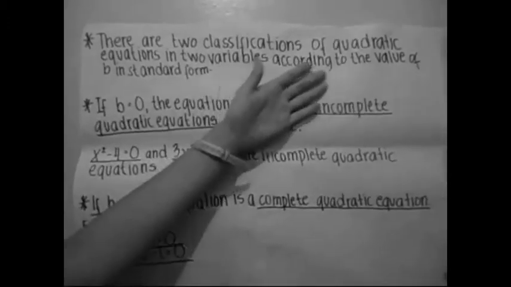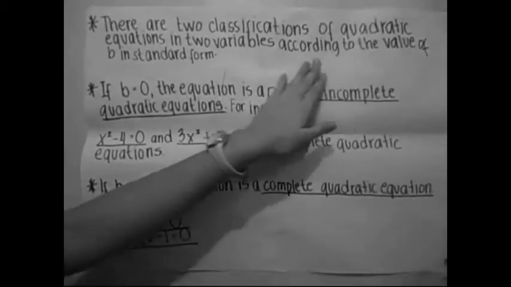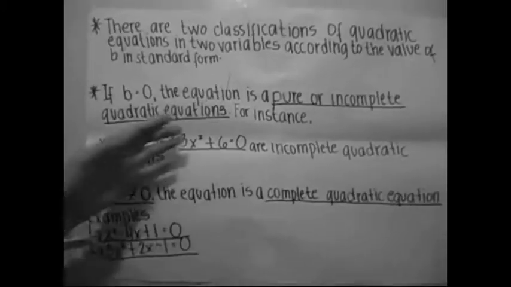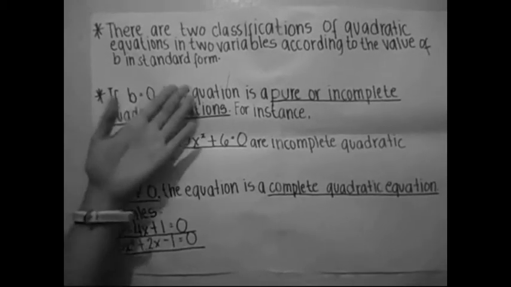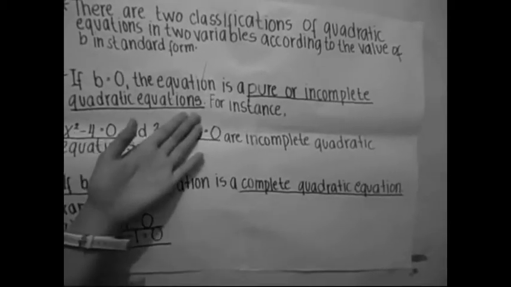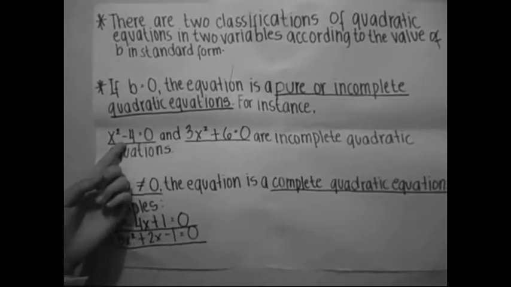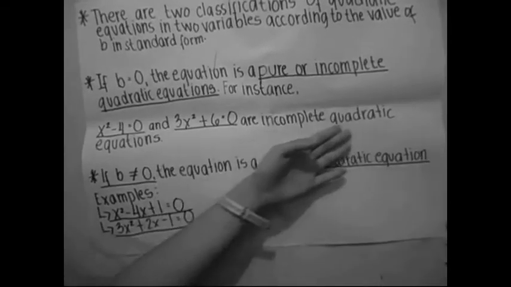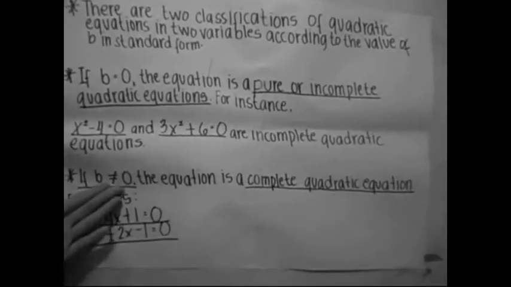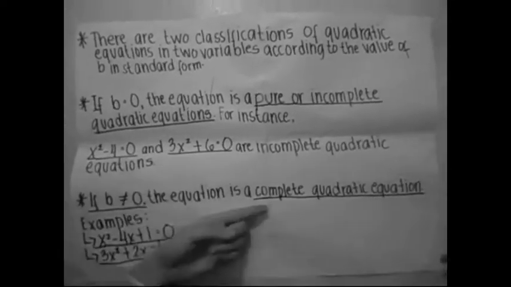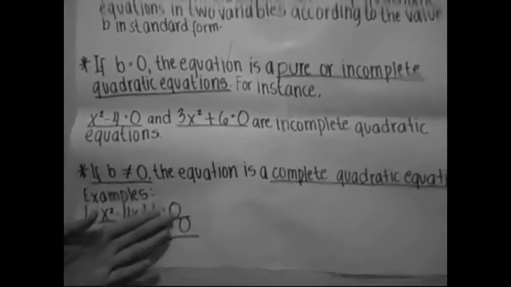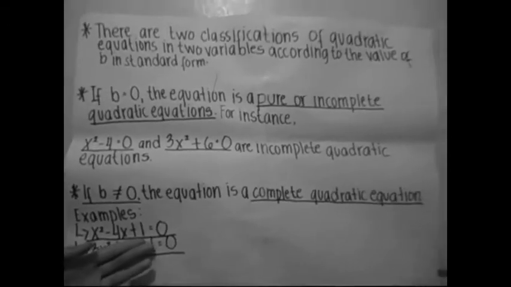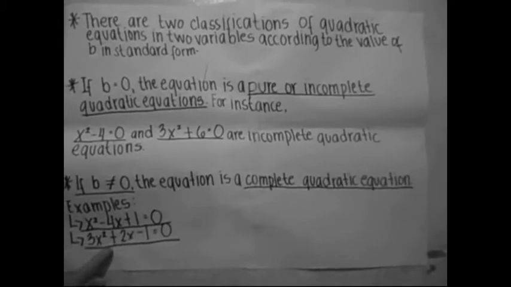There are two classifications of quadratic equations in two variables according to the value of b in standard form. If b equals 0, the equation is a pure or incomplete quadratic equation. For instance, x squared minus 4 equals 0 and 3x squared plus 6 equals 0 are incomplete quadratic equations. If b is not equal to 0, the equation is a complete quadratic equation. Examples: x squared minus 4x plus 1 equals 0 and 3x squared plus 2x minus 1 equals 0.